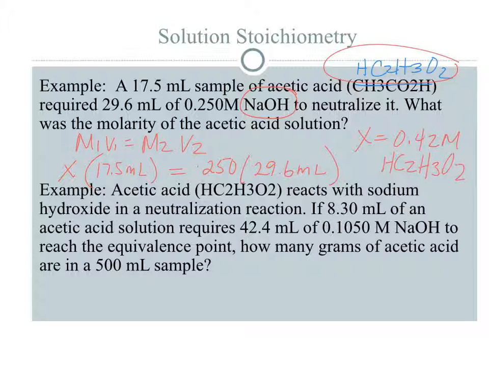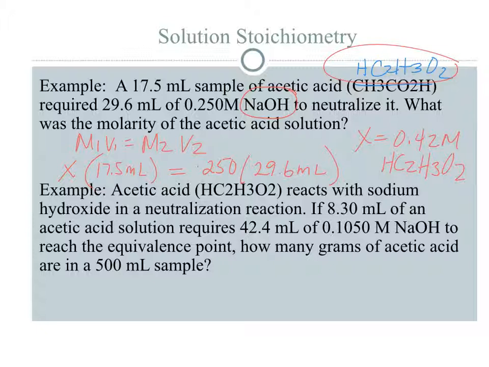Acetic acid reacts with sodium hydroxide in a neutralization reaction. If 8.3 mils of an acetic acid solution requires 42.4 mils of 0.1050 molar NaOH to reach the equivalence point, how many grams of acetic acid are in a 500 milliliter sample?